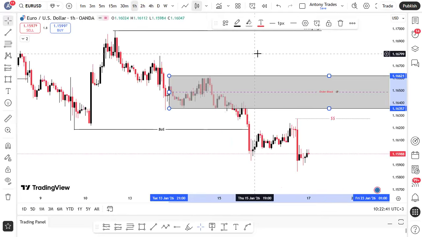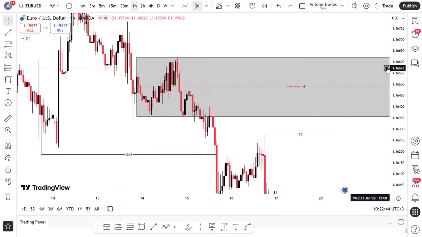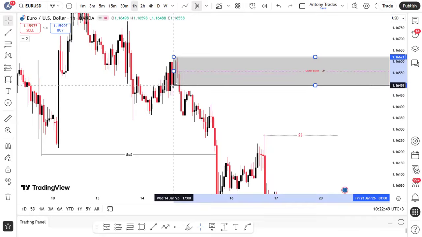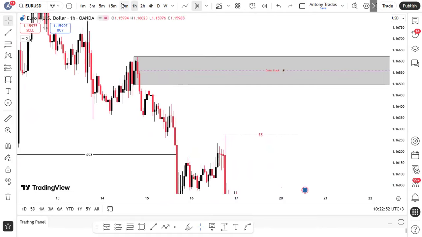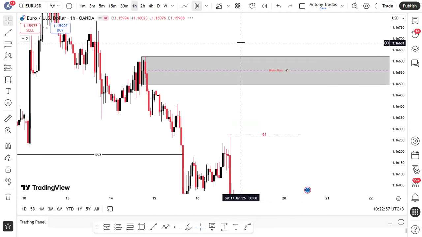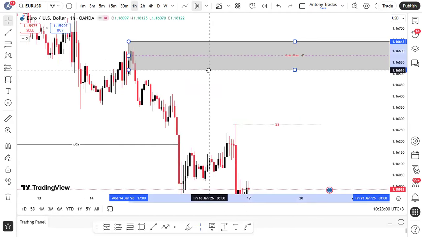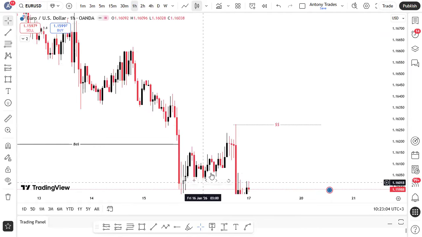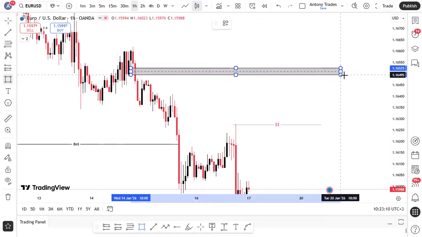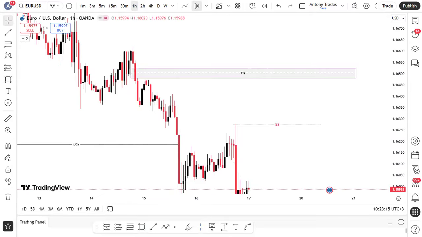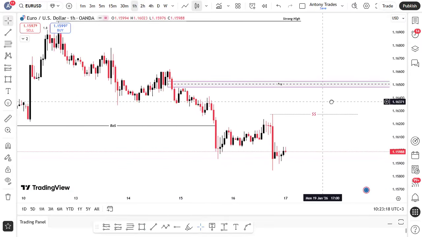So going to 1 hour, we have a nice POI. Good. We have this order block on the 1-hour time frame. Let me remove this. I have a very nice fair value gap at this area. We have this FVG, so that is my point of interest. We have that FVG at that point on the 1-hour time frame.